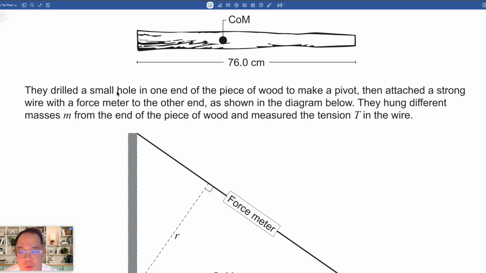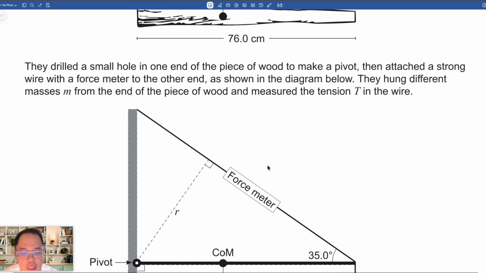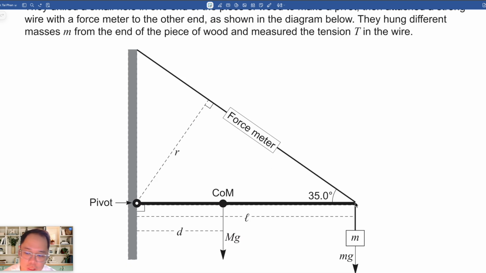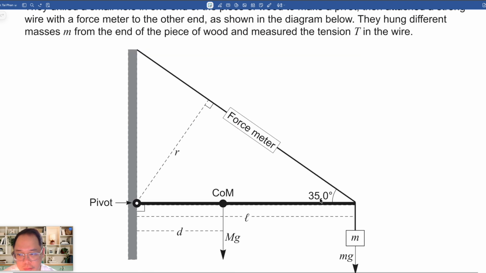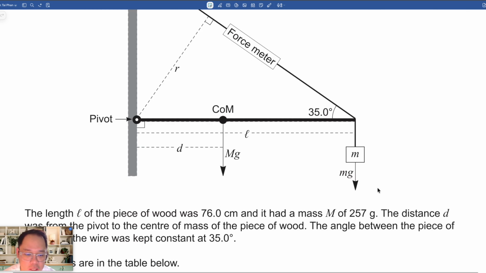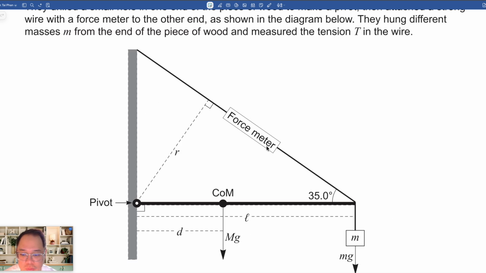They drill a small hole in one end of the piece of wood to make the pivot here. Then attach the string with a force meter to the other end. Here, this is the string we connect to the right end of the wood, and the force meter here is used to measure the tension which keeps this wood balanced. They hung different masses, small m, from the end of the piece of wood and measure the tension T in the string with this force meter.